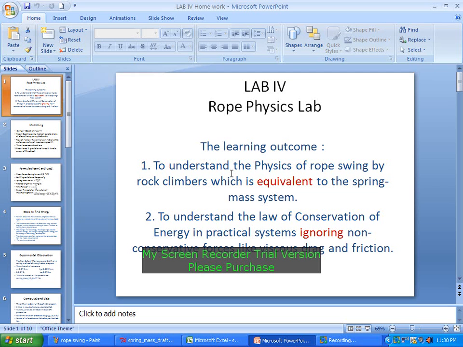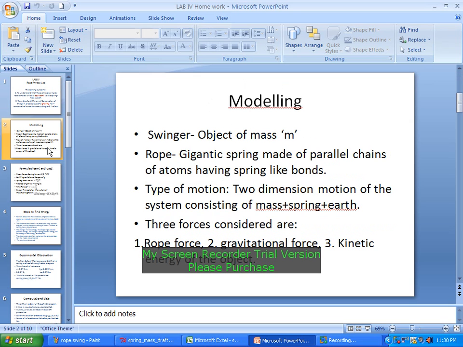2. To understand the law of conservation of energy in practical systems, ignoring the non-conservative forces like viscous drag and friction. For modeling, the swinger is equivalent to an object of mass m. The rope is a gigantic spring made of parallel chains of atoms having spring-like bonds. The type of motion is two-dimensional, of a system consisting of mass, spring and the earth.